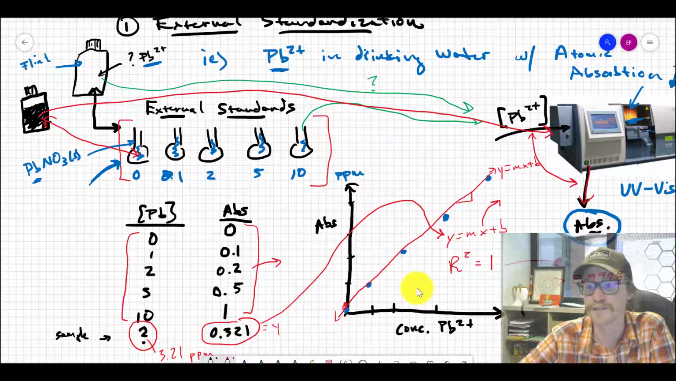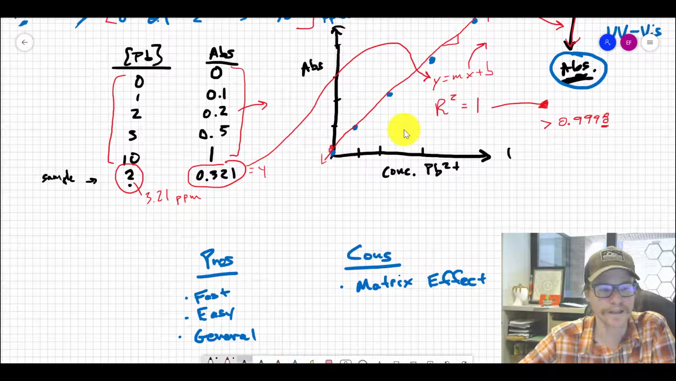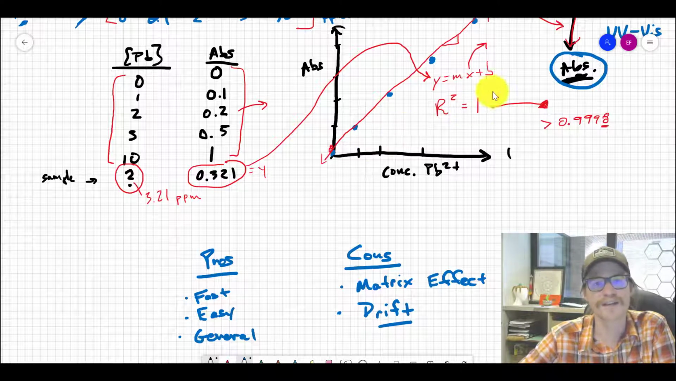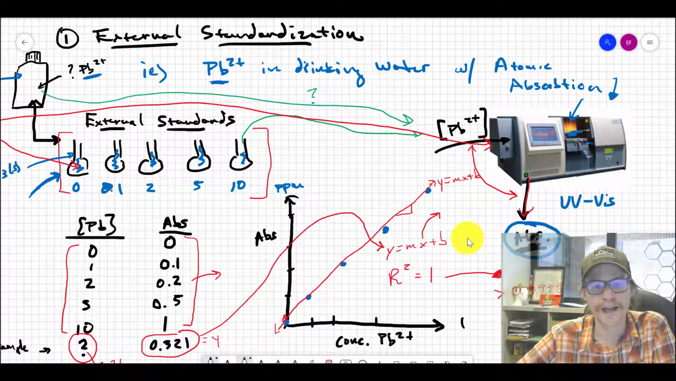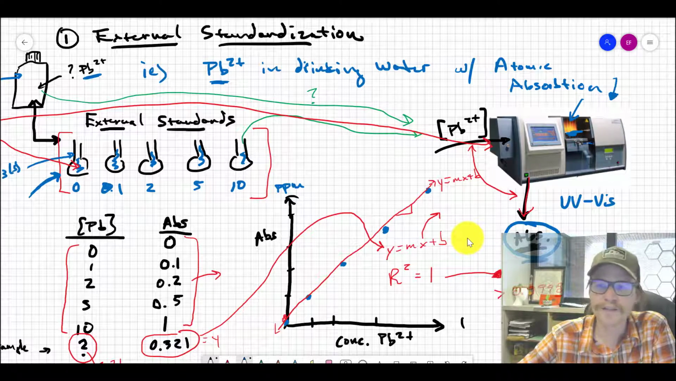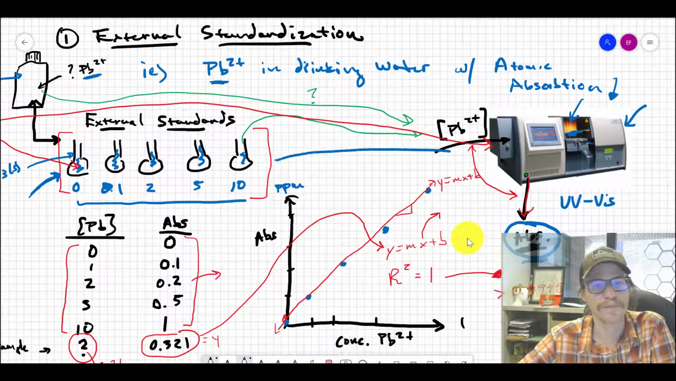So that's the major con in this type of standardization, is that it's not very good for complex matrices. The other con in external standardization is what we call instrument drift. Drift has to do with how the response in our instrument changes over time. So if you think about the sequence of events when you're standardizing your tool, right? Often you run your set of standards first, so you pop those in, and then you run your sample, and then you're done for the day.